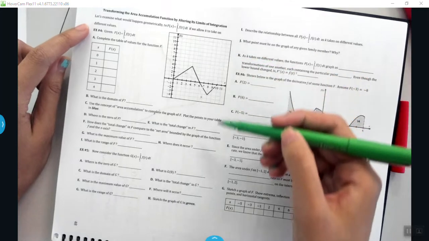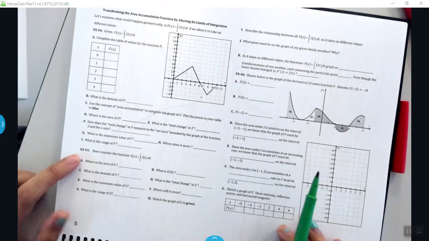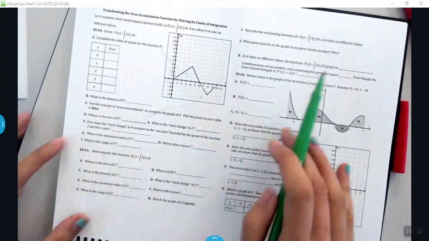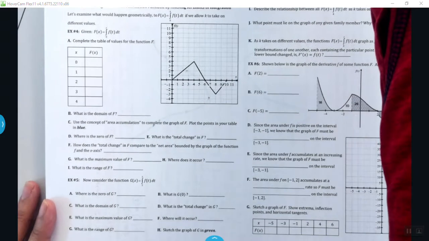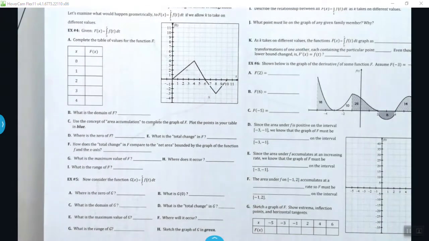So I want you to try example 4 and 5 and see if you can plot those given that integral, and let's see if you can get to the same thing I'm at. Alright, so try 4 and 5.